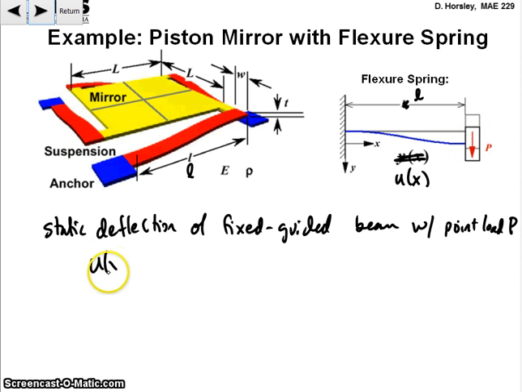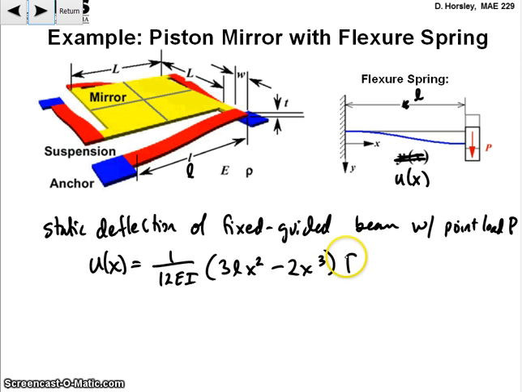So I'll write that as U of x is equal to 1 over 12 EI times (3L x squared minus 2x cubed) times P. Okay, so the deflection depends on the amplitude of the load. And if you remember when we did the calculation for cantilever beam bending, we get an x squared and an x cubed term in here. So it's a polynomial in x, where x is the coordinate along the length of the beam.